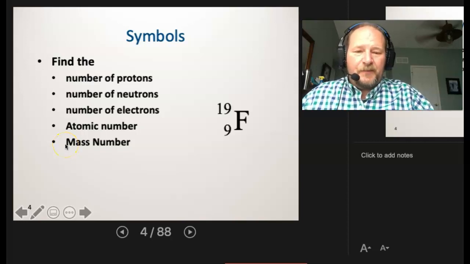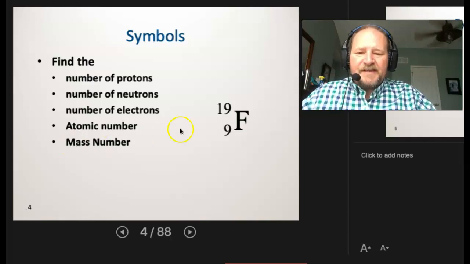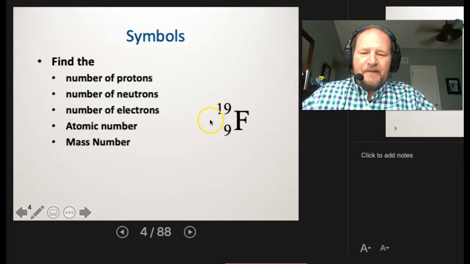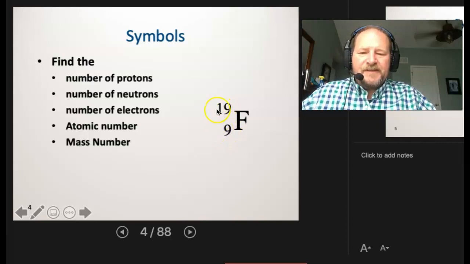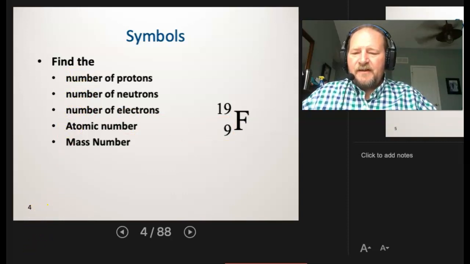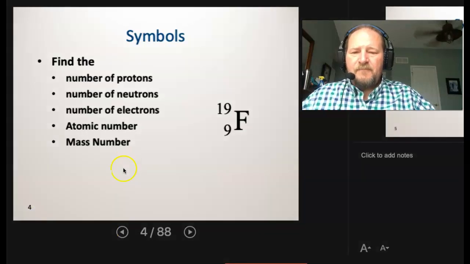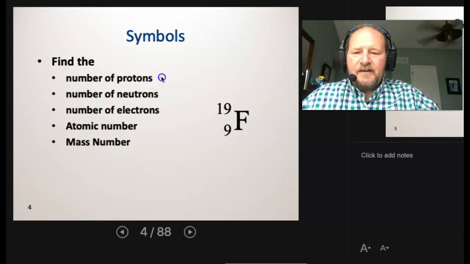Now, let's pick on a symbol. So I'm going to pick out fluorine 19, 9. And so the 19, remember, is the mass number. The 9 is going to be the atomic number. With these two pieces of information, we'll be able to figure out these other three things. So the number of protons is always going to be equal to the atomic number.